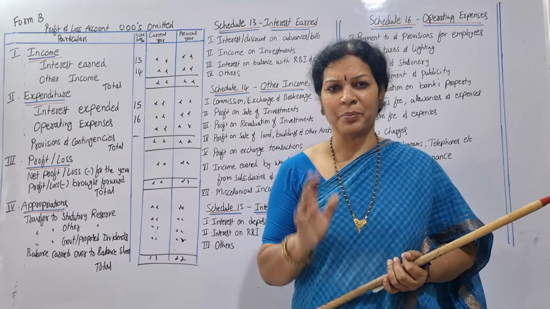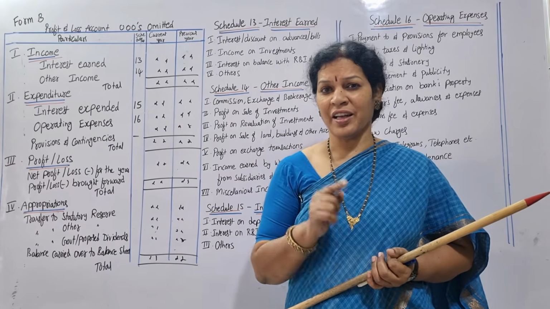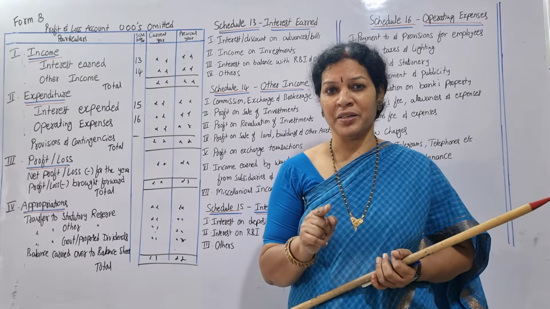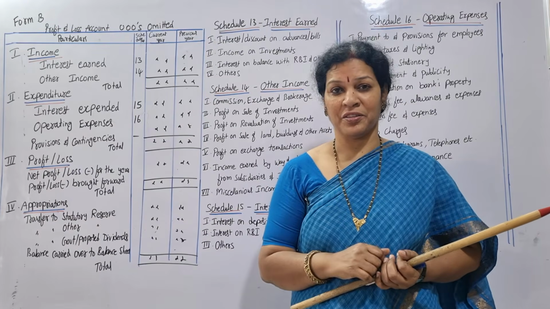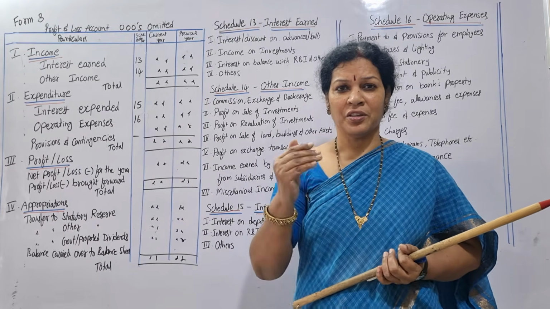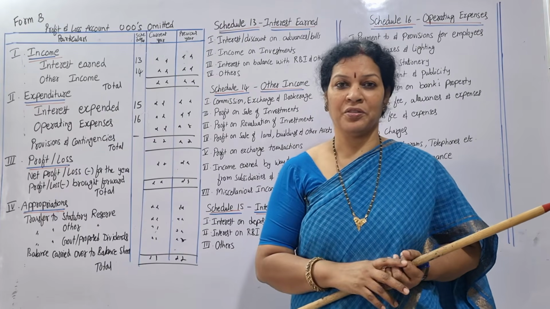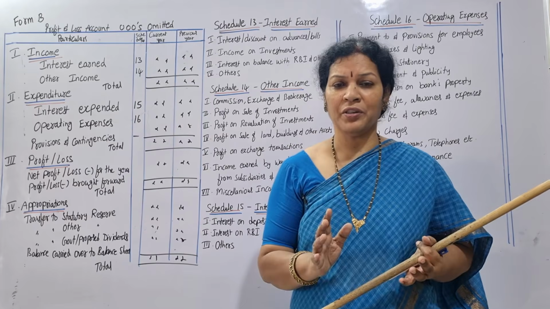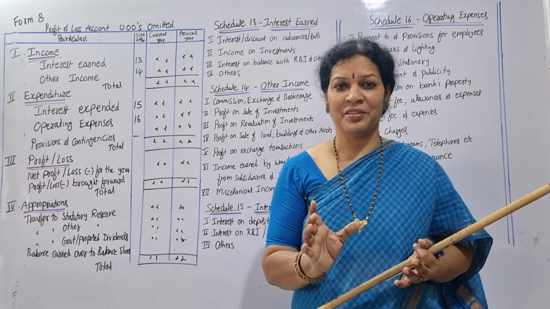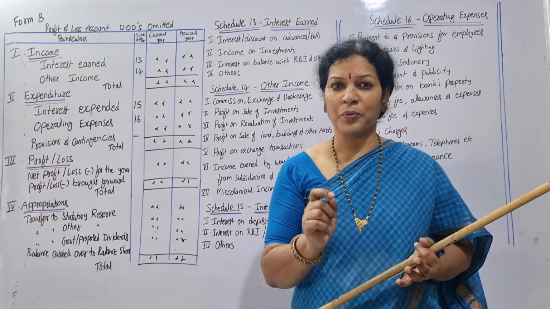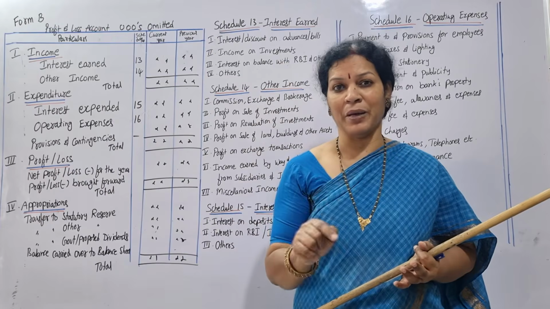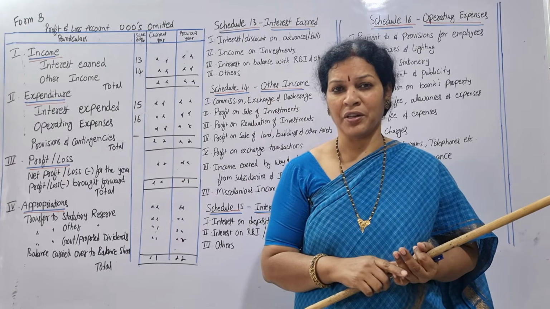Accounts with banking companies we are seeing. In the last class, I taught you Form A, balance sheet format and schedules. Schedule number 1 to schedule number 12 were in the balance sheet. Now today we'll see profit and loss account format. This is in Form B. Form A was balance sheet. Form B is a profit and loss account.